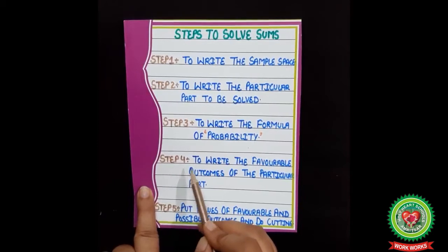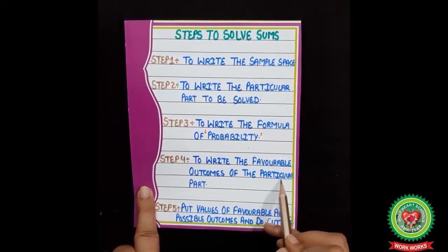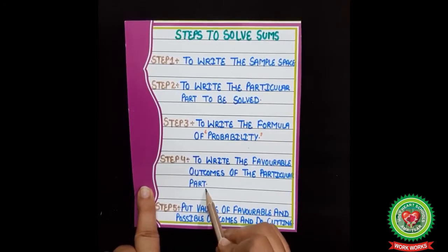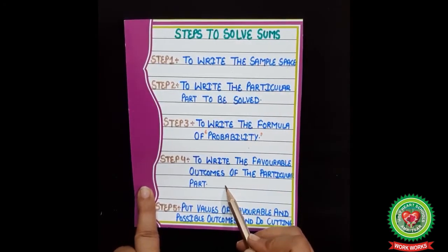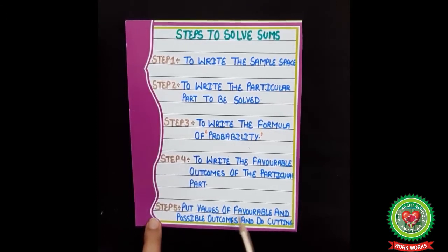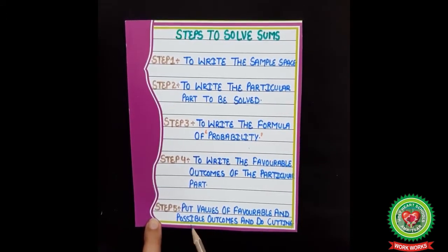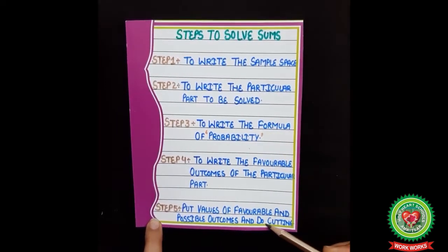Step number 4 is to write the favorable outcomes of the particular part, means the part which we are going to solve. In that case, we have to write the outcomes of our interest. This is step number 4. Step number 5 is to put values of favorable and possible outcomes and then do the cutting if possible. So these are the various steps to solve the sums.